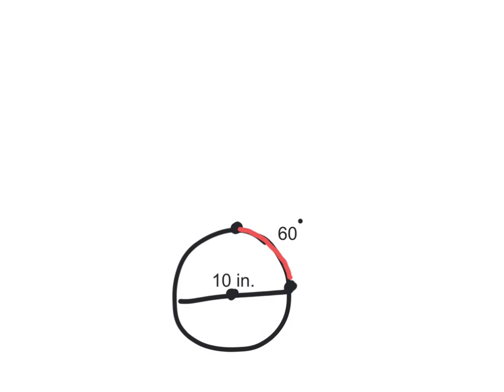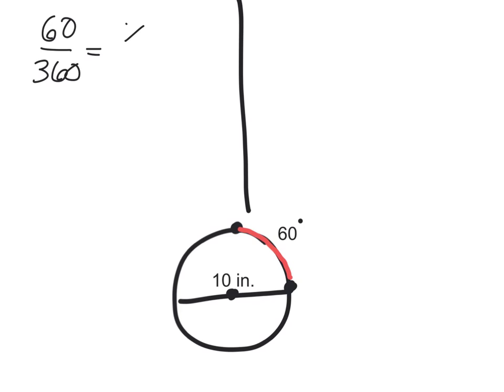This time we're trying to find the length of an arc that has a measure of 60 degrees in a circle that has a diameter of 10 inches. Using proportions, we would write 60 over a total of 360 degrees is equal to x over 2 pi r, substituting the length of our radius for r. How long is the radius in that circle? 5. 10 is the diameter, so the radius is 5.